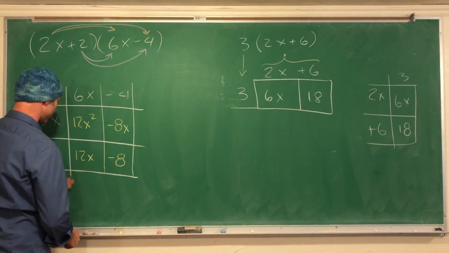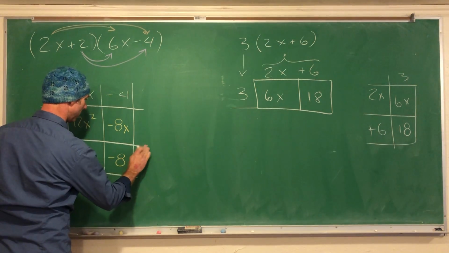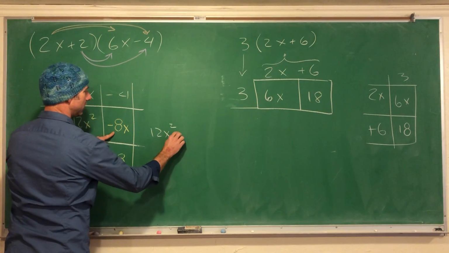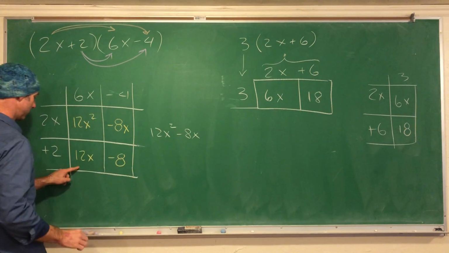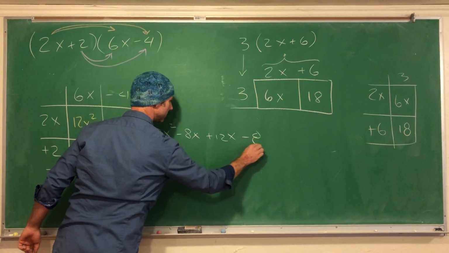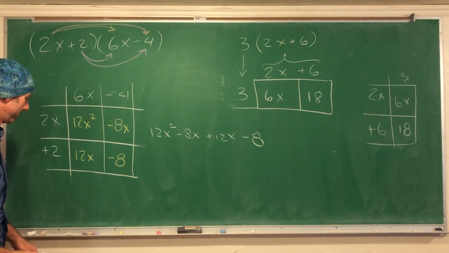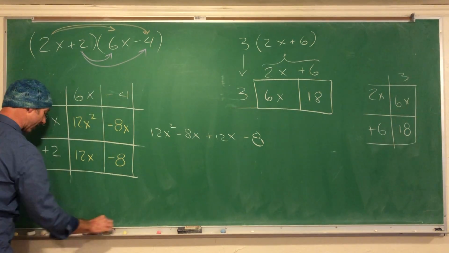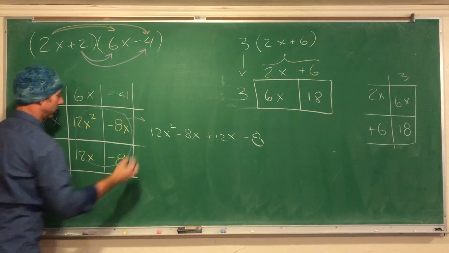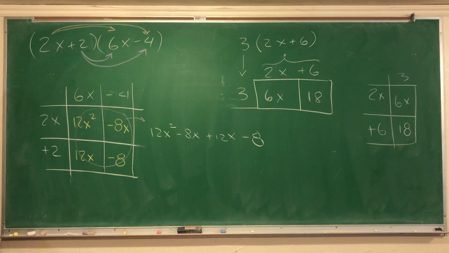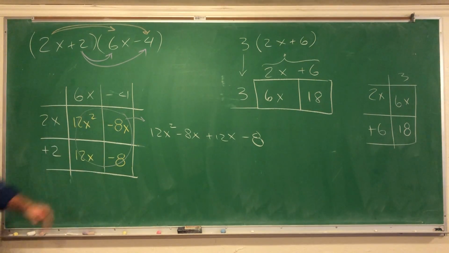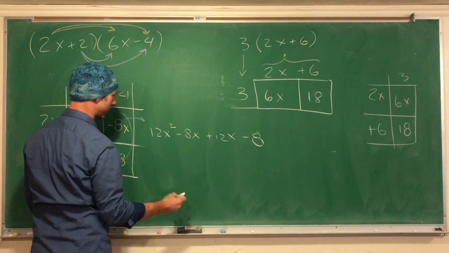So let's go ahead and rewrite this out. 12x squared minus 8x plus 12x minus 8. So what I have inside here is all right here. And these guys are all added together, so this is the sum. See, they're added. Well, some subtractions too.